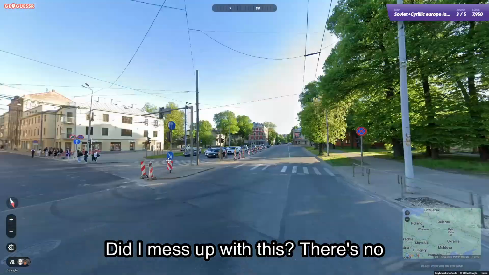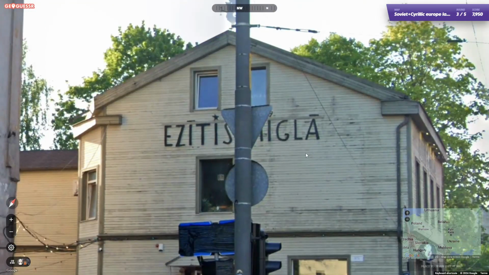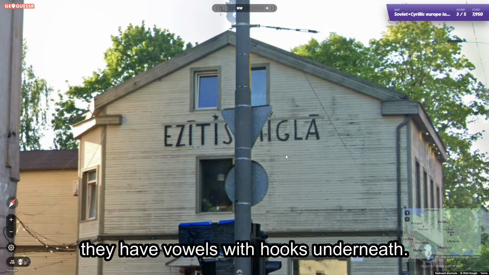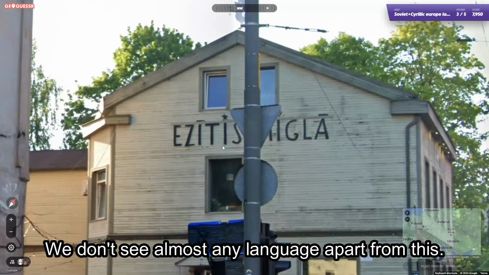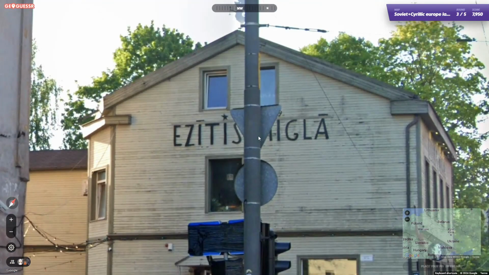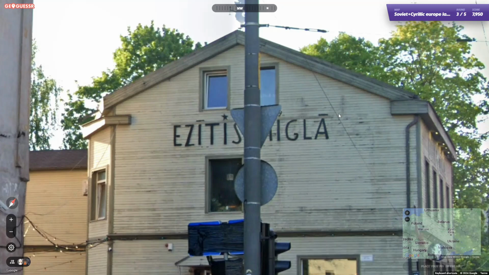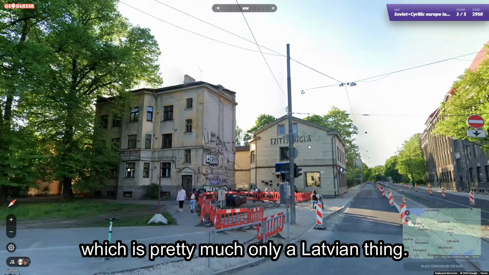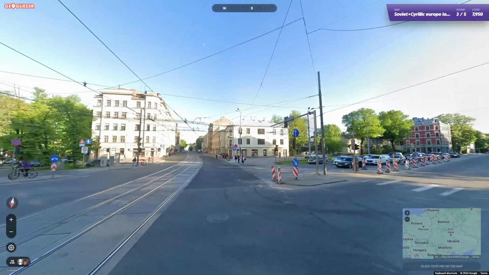Did I mess up with this? There's no language here. Oh no, there is a language. Okay. So, Latvia. I said earlier that they have vowels with hooks underneath. We don't see that here. We don't see almost any language apart from this. But also in Latvia, you have vowels A, E, and I with lines above, which is pretty much only a Latvian thing. So if you see that, you are in Latvia.